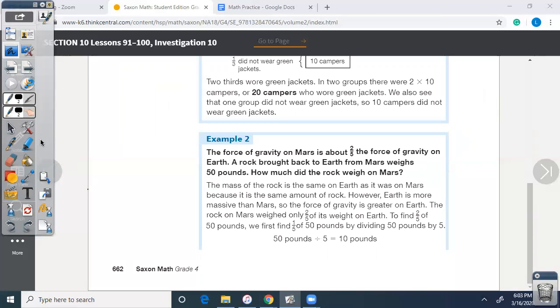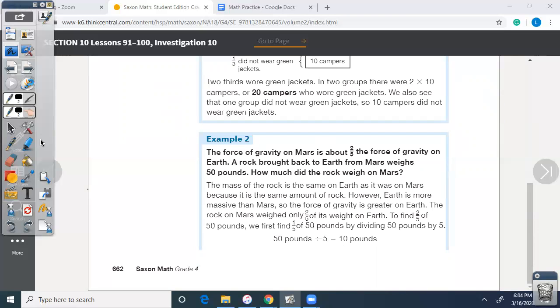Okay, so basically this problem is a little bit of math and science together, right? So Mars, it would weigh less on Mars. It weighs 2/5 what it would weigh on Earth. So if it weighs 50 pounds on Earth, then how much does it weigh on Mars? It's going to be less than 50, right? 2/5 of 50. So instead of figuring out what 2/5 is, we need to figure out what 1/5 is, and then we can do 1/5 plus 1/5 equals 2/5.